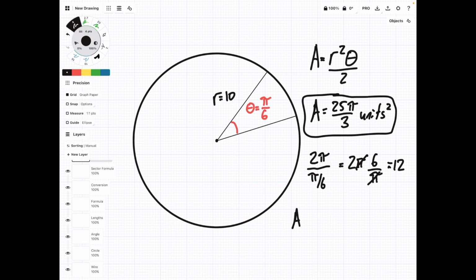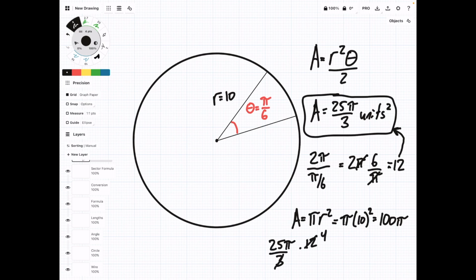Now, let's figure out what the area of the full circle is using pi r squared equals pi times 10 squared equals 100 pi. Okay, now we're going to take this 12 and multiply it by our sector area. So we have 25 pi over 3 times 12. And so I'm going to take a 3 out of here and a 4. This becomes a 4. And so 4 times 25 is equal to 100 pi. And so that matches up with the area of the full circle.